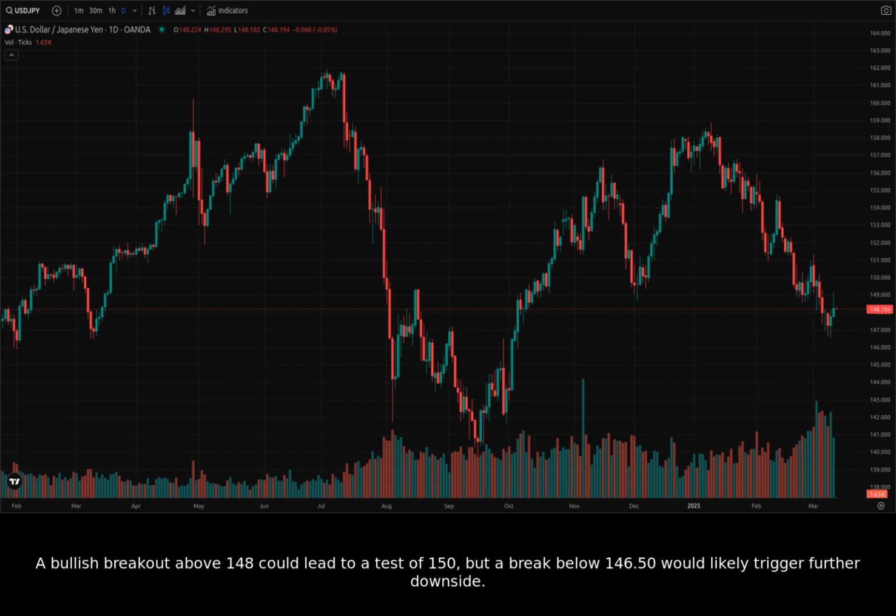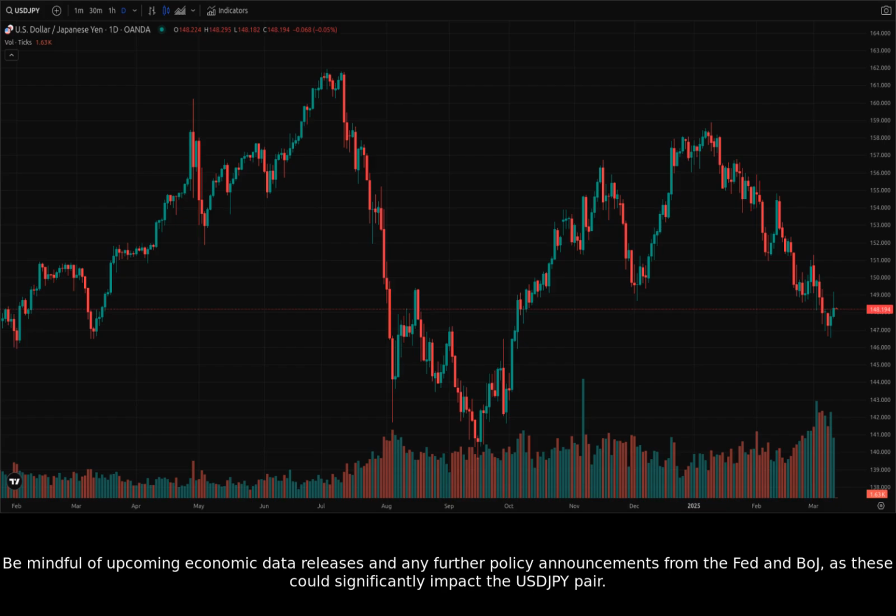A bullish breakout above 148 could lead to a test of 150, but a break below 146.50 would likely trigger further downside. Be mindful of upcoming economic data releases and any further policy announcements from the Fed and BOJ, as these could significantly impact the USDJPY pair.